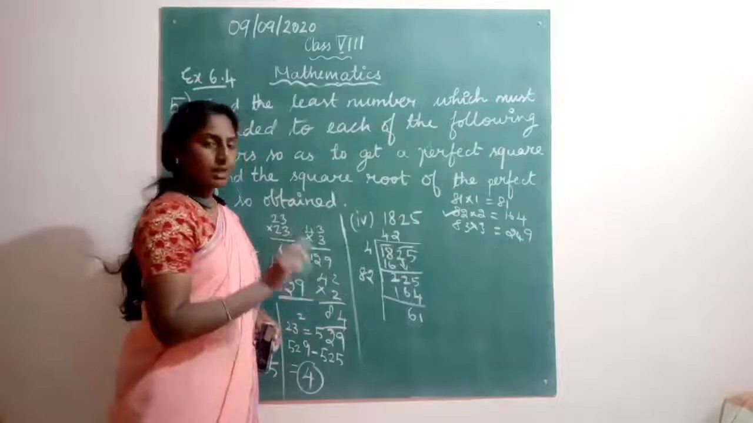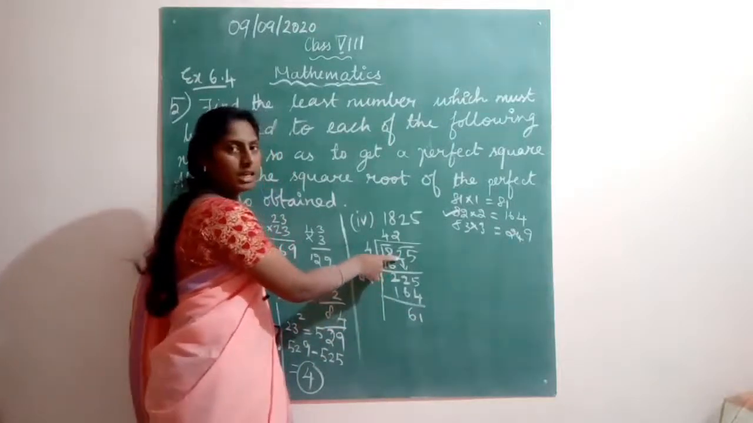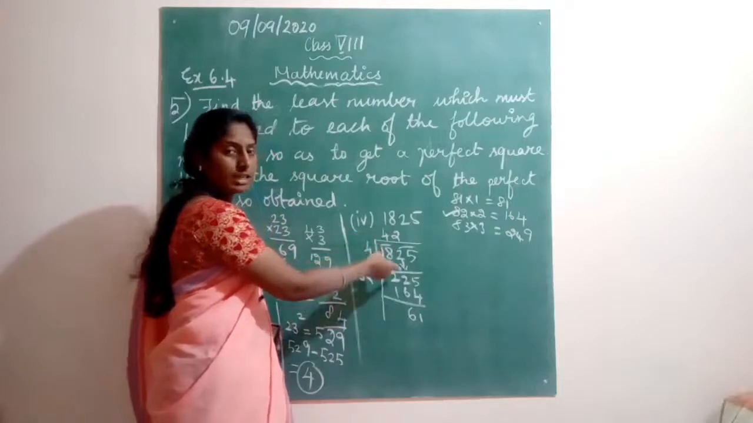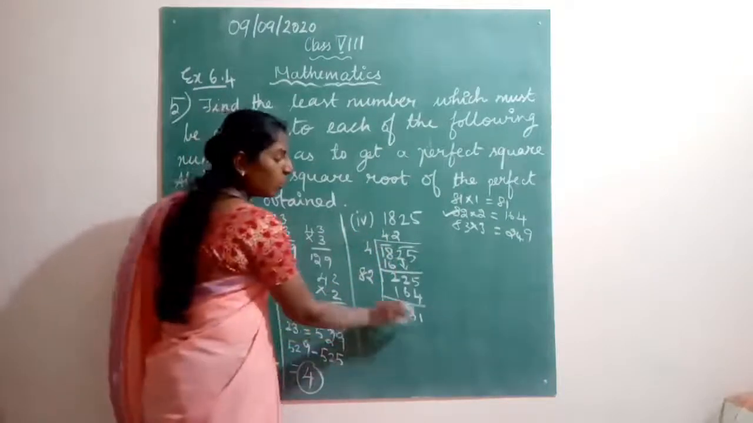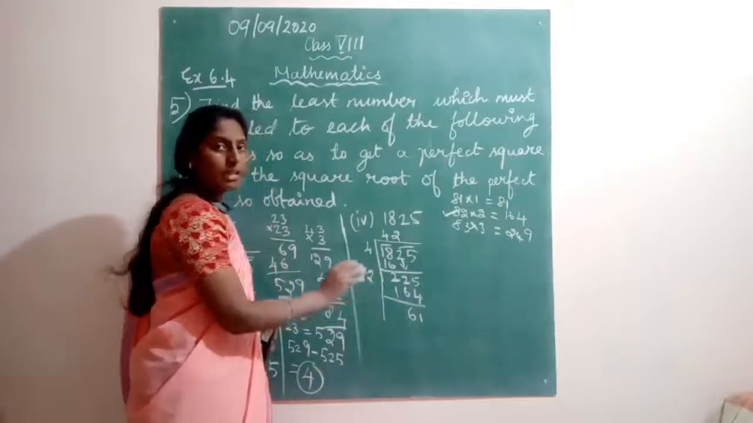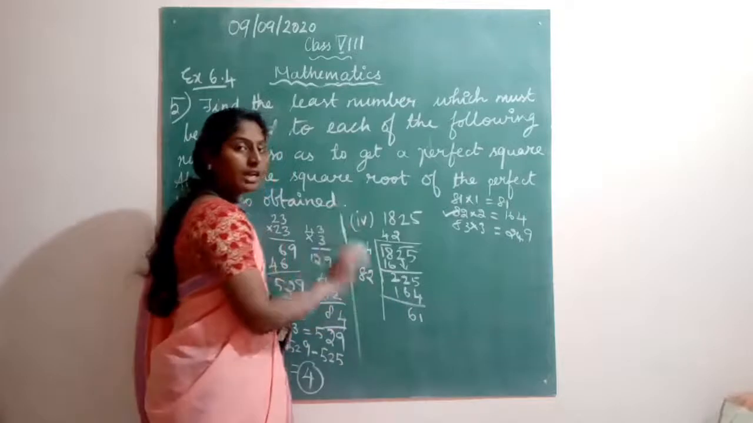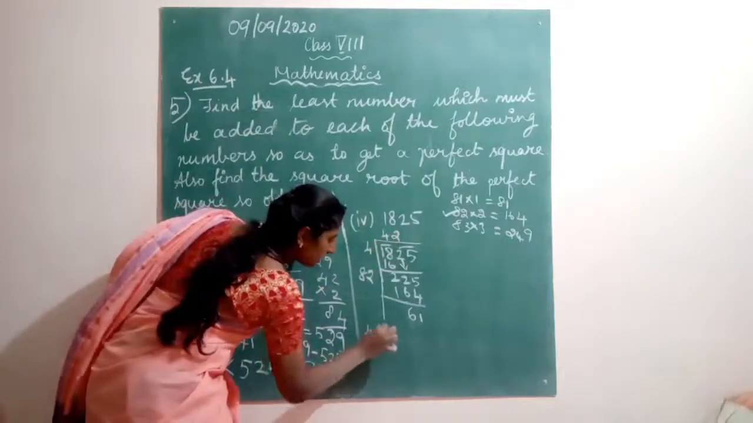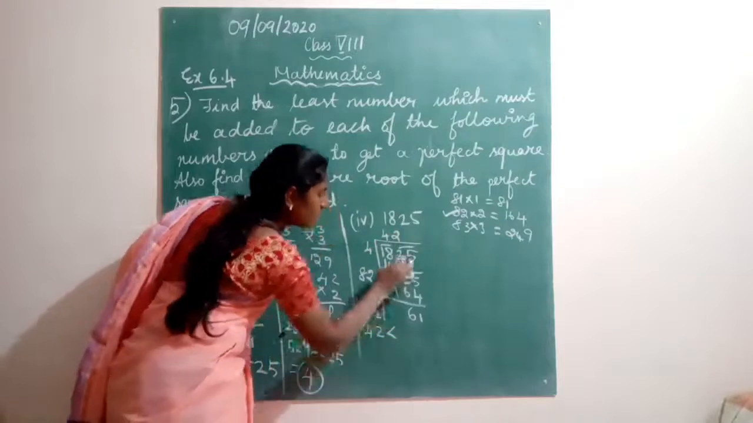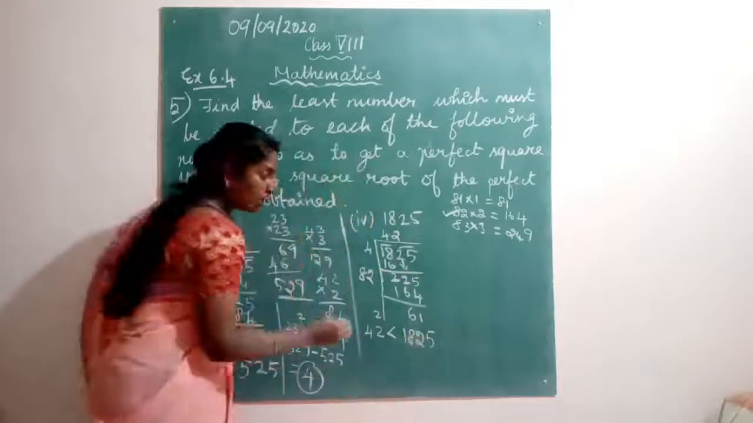If you subtract 61 from this, you will get a square number, and 42 will be the square root of that number. So now don't consider this. No need for finding a number that must be added, no need of considering the remainder. Just leave it as it is. From this we could understand that 42 square is less than 1825. Now find what is 43 square.